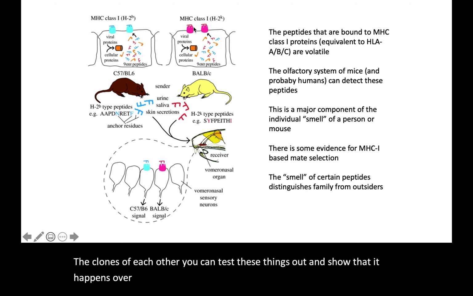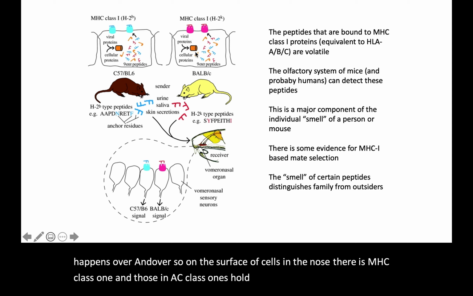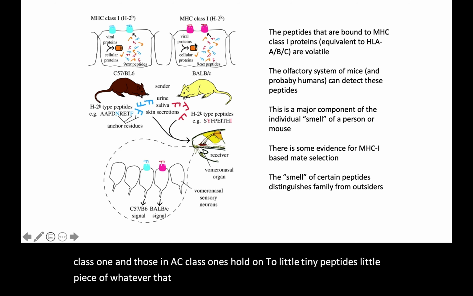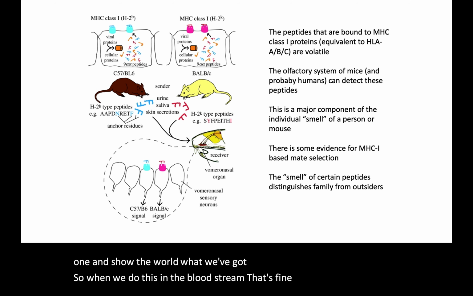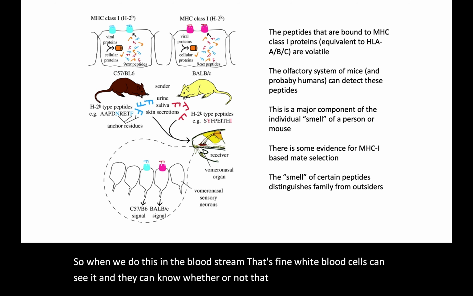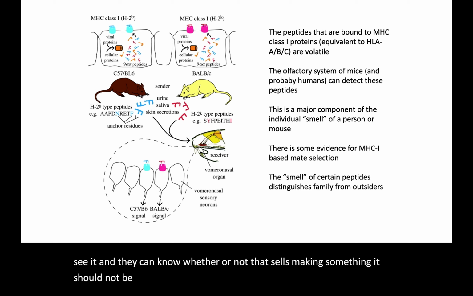So on the surface of cells in the nose, there is MHC class 1. And those MHC class 1s hold on to little tiny peptides, little pieces of whatever that cell is making at the moment. It doesn't matter if it's viral proteins or cellular proteins, whatever the cell's making, we chop up a little part of that and lock it onto MHC class 1 and show the world what we've got. When we do this in the bloodstream, that's fine. White blood cells can see it, and they can know whether or not that cell is making something it should not be making and whether to make an immune response.